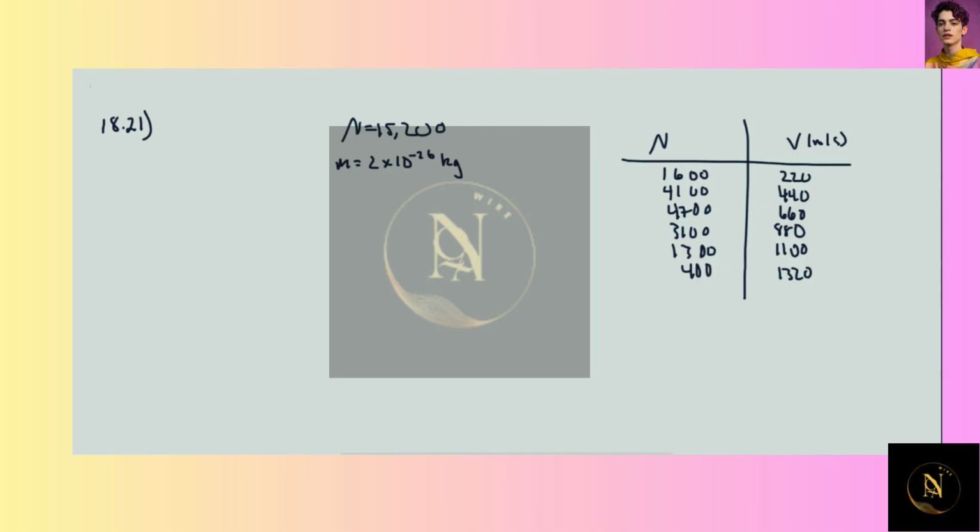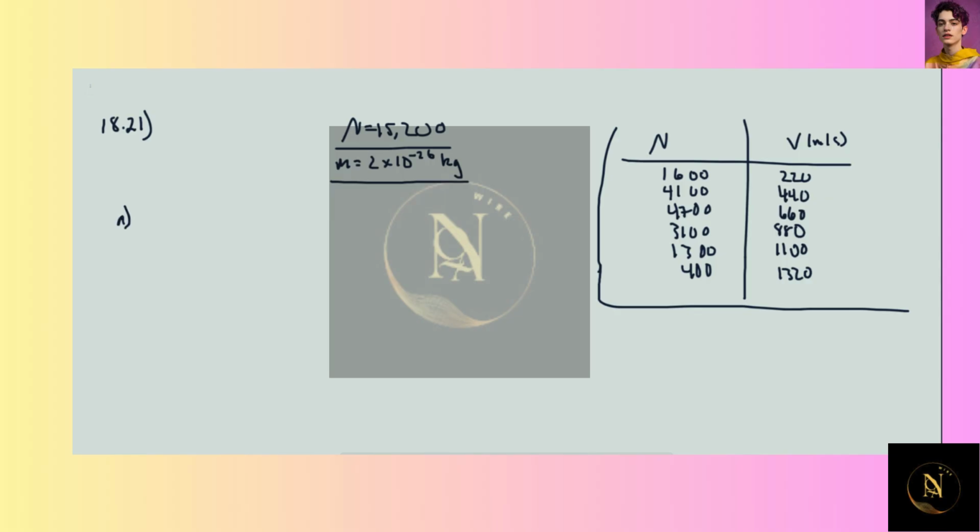Okay, so we're doing chapter 18, problem 21. It says a gas containing N of 15,200 molecules, and they each have a mass of 2 times 10 to the negative 26 kilograms, has the following distribution of speeds and number of molecules. So this is what we have on this table over here, the distribution of speeds. And it says this crudely mimics the Maxwell distribution. So that's going to be important.